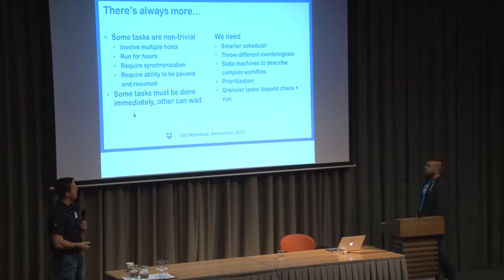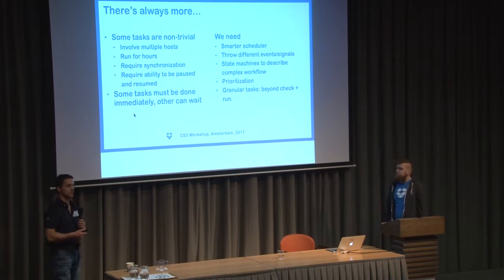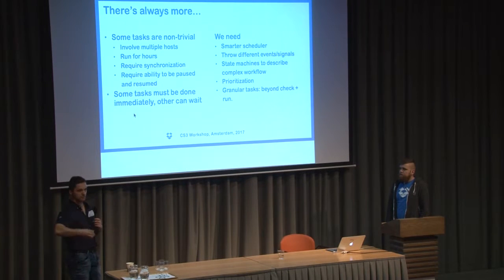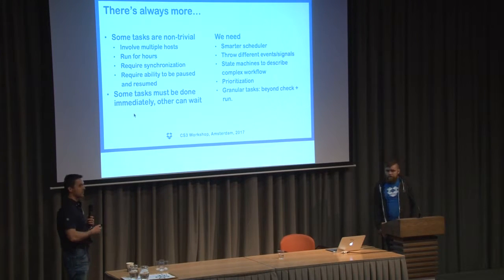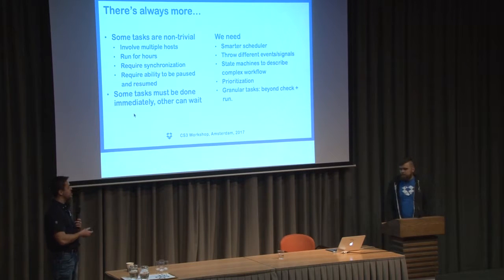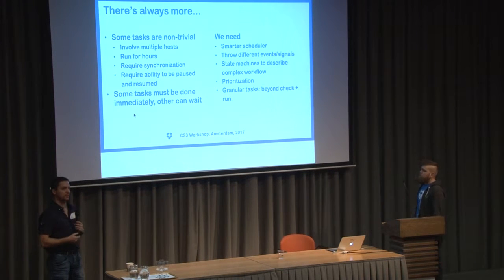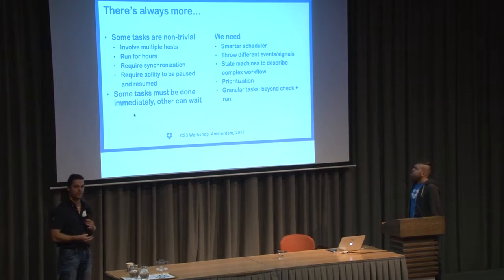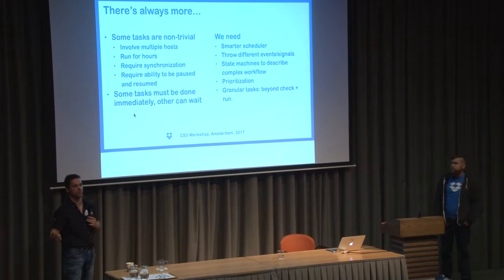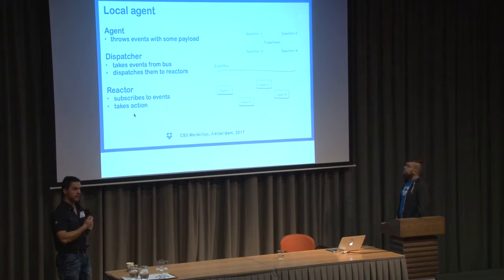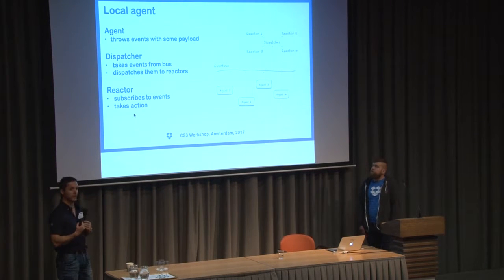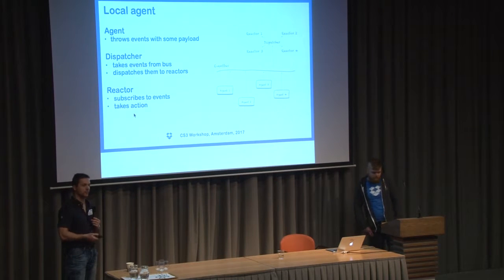For that, what we want is to work through events. So we have something that can say, this happened, something will happen. Deal with it. We need prioritization. And what's even more important, we want task execution to be more granular, not just a check and execute. Because we may need to stop, pause the job, resume if necessary. So what we have now is a local agent which runs on every single box.